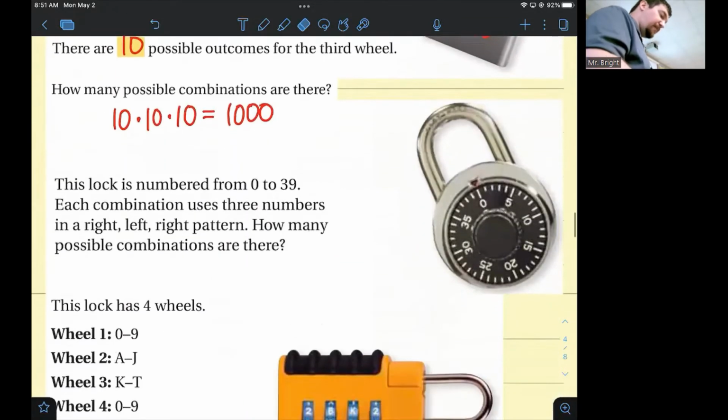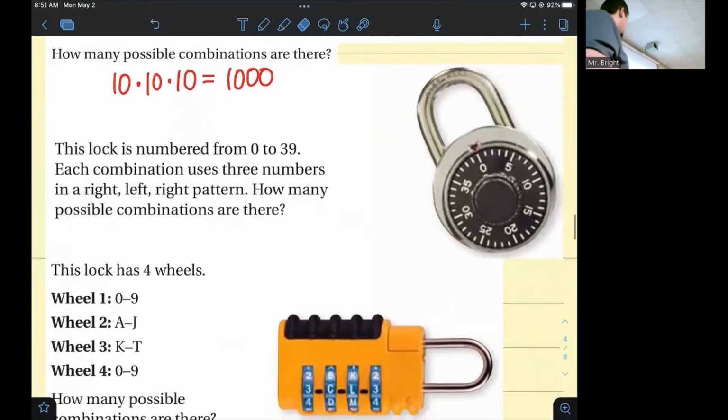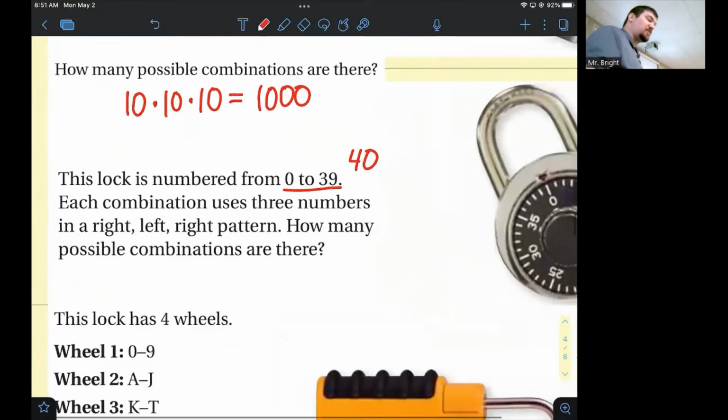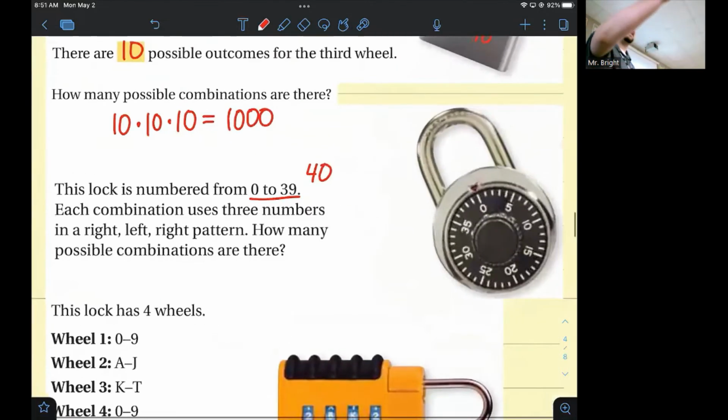All right, now we have lock number 2. It says this lock is numbered 0 through 39. Now, how many numbers are there from 0 to 39? 40. So you got to count the number 0, exactly. So this one's like your school locker, except your school locker, I think, goes to 49. This one goes to 39, but it has that right, left, right pattern. And so there are 40 different numbers you could have for the first number in that combination.